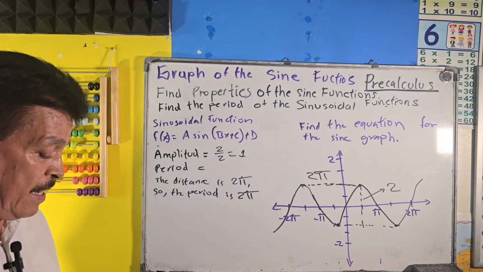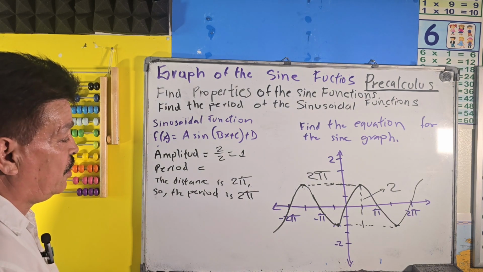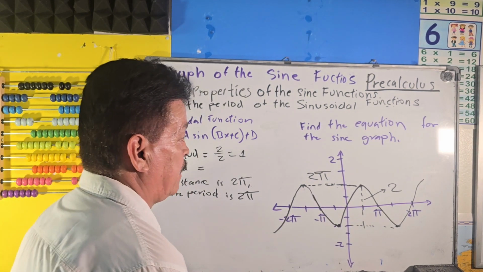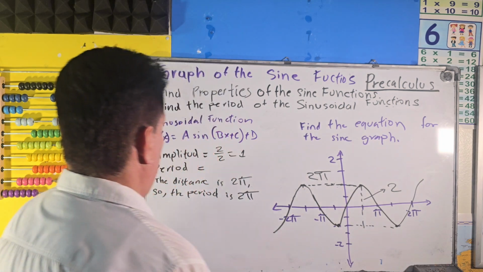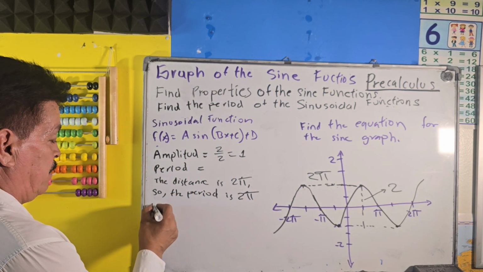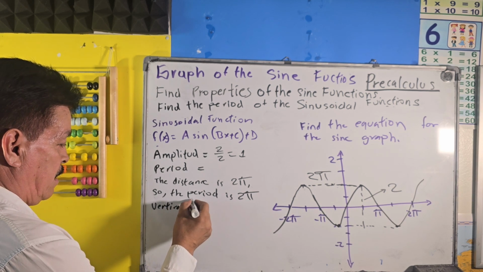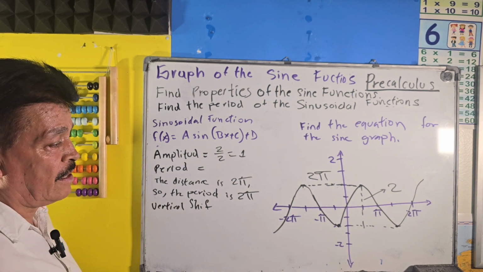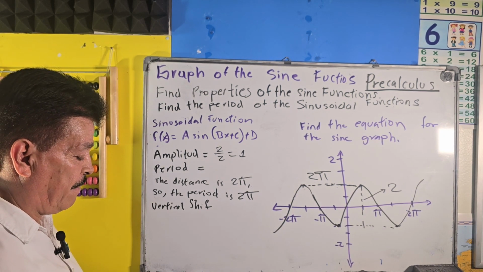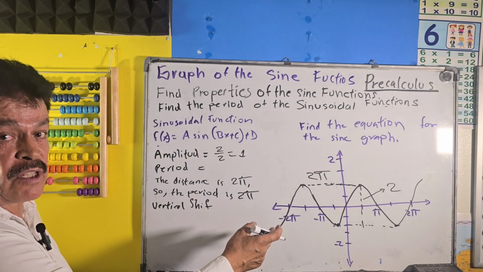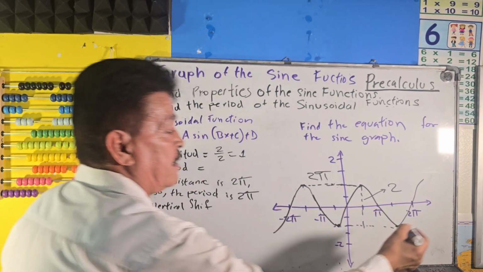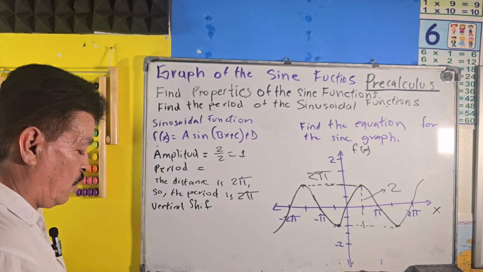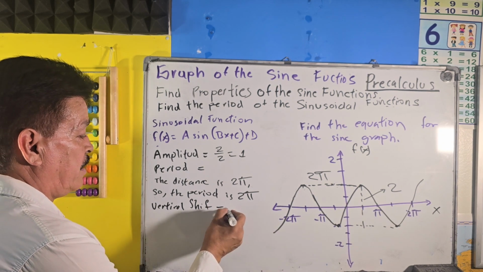But let's find the vertical shift. Now the vertical shift. We have to find the mirror lines of the graph. Here, the middle line of the graph is the x-axis. You see, this is x, this is f of x. So the middle line is the x-axis. So the vertical shift is 0. So vertical shift is equal to 0.